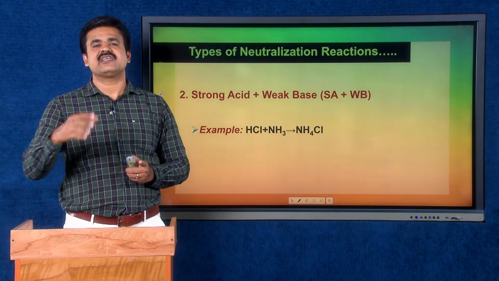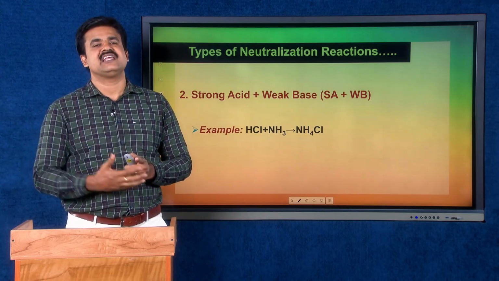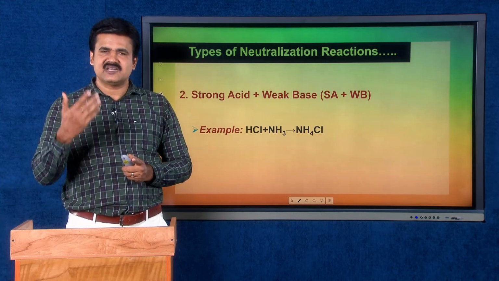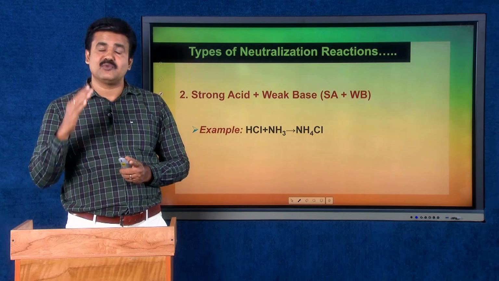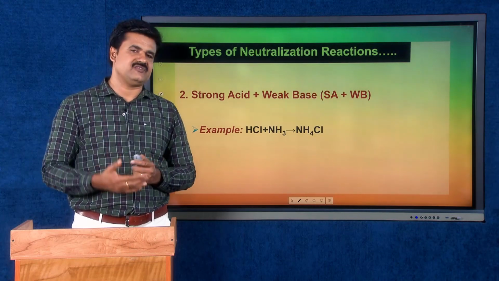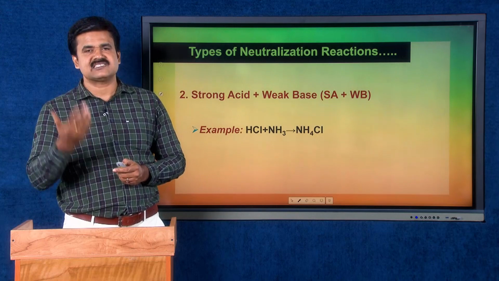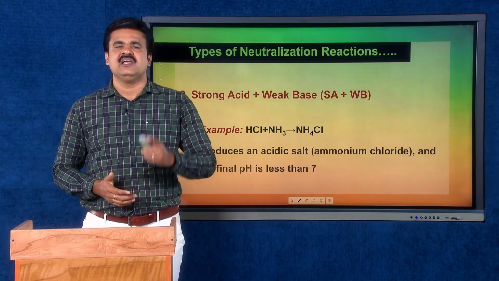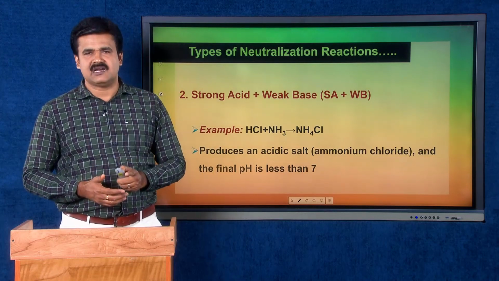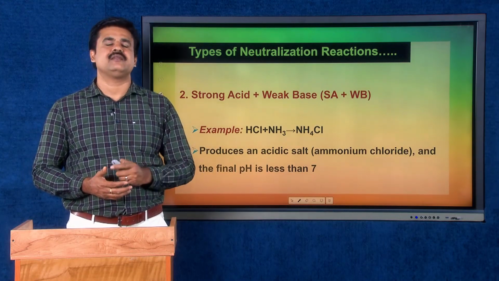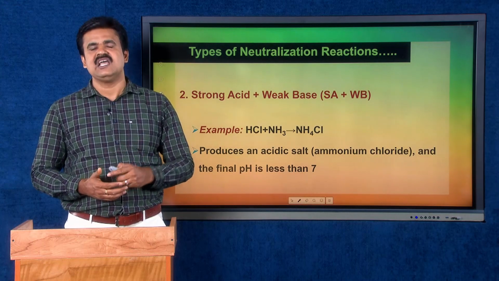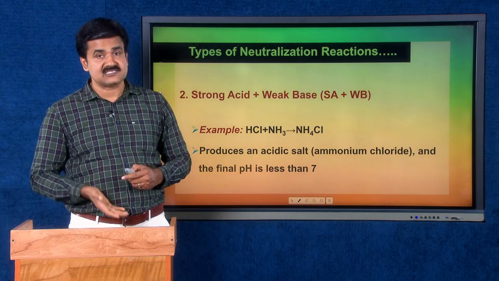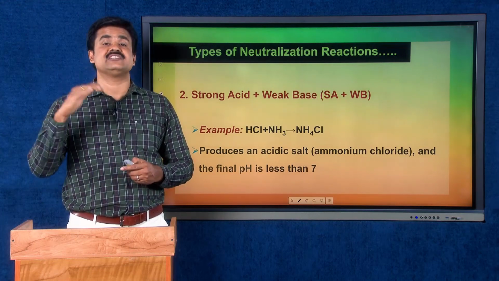So, this ammonia gas on reaction with the water produces NH4OH, that is liquor ammonia. Ammonia as well as NH4OH, both are bases, both are weak bases. So, the reaction between HCl and ammonia can be considered as a reaction between a strong acid and a weak base. This produces an acid salt, that is ammonium chloride, and the final pH is less than 7. This is because ammonium chloride on dissociation produces ammonium hydroxide and HCl. HCl being a strong acid, acidic strength dominates and pH must be less than 7.